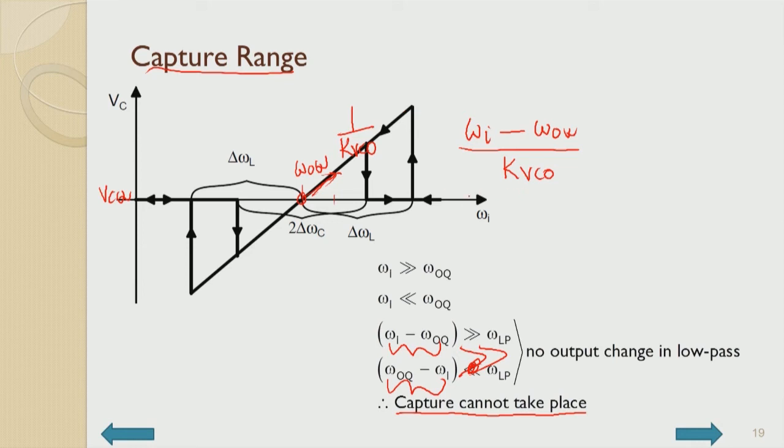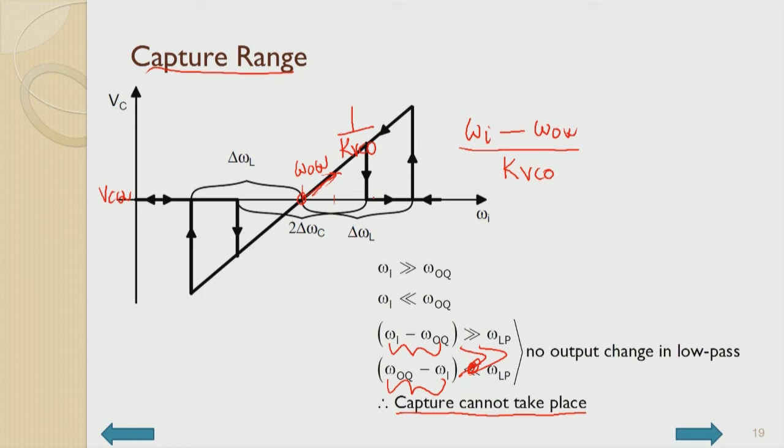On this side again, until you come close to omega naught Q, such that the low pass filter lets something out, the VCO starts swinging until it captures the incoming frequency, and the locking continues all the way up to the limit of the lock range on this side. So, this way it comes, captures, keeps the lock and goes out of lock. Again on this side, captures. So, capture range is this range of frequencies.